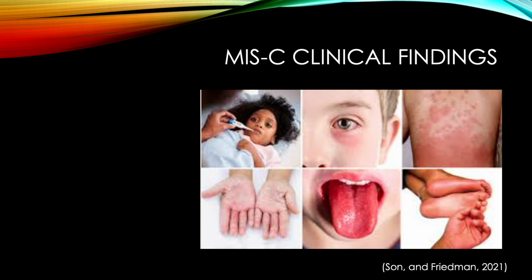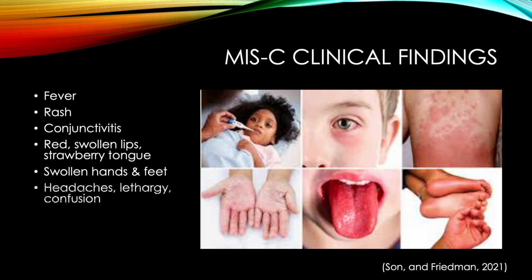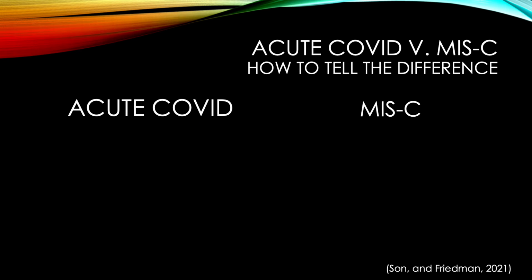So what can you expect to see in a child with MIS-C? You're going to see fever, rash, conjunctivitis, red, swollen lips or strawberry tongue, swollen hands and feet, headaches, lethargy, confusion, GI involvement, which might be abdominal pain, vomiting, or diarrhea, and worst case scenario, shock. This is what we want to avoid.